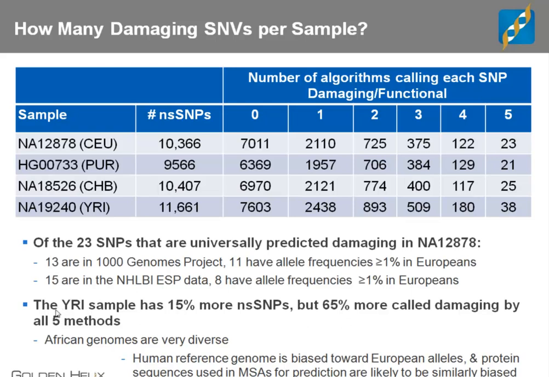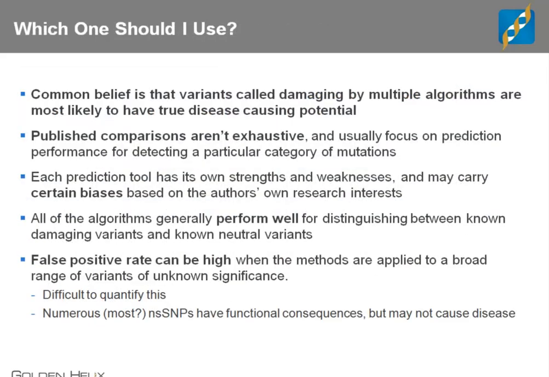And the last thing I'll call your attention to here is that this one African sample has maybe 15% more total SNPs called than the others, but a disproportionate number that are considered damaging by all 5 methods. And we know that African genomes are very diverse. It's well understood that the human reference genome that these are all being compared to is biased toward European alleles. But it looks like the protein sequences used in the sequence alignments are similarly biased, and I think that's why we're seeing a disproportionate number of damaging variants being identified in Africans. So that's something to watch out for if you are working with African data.